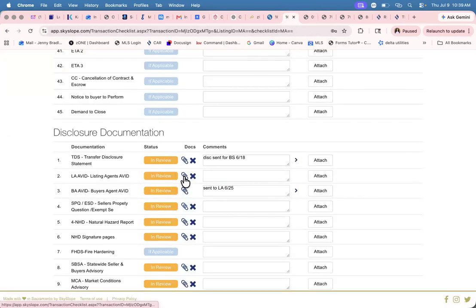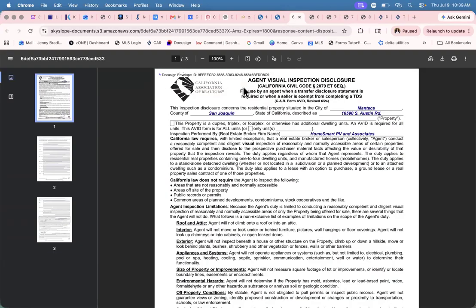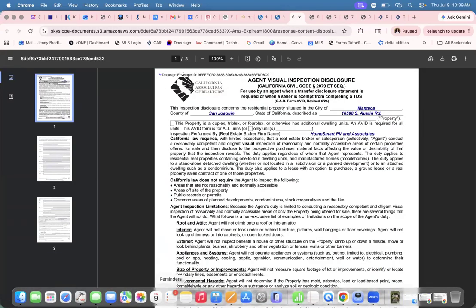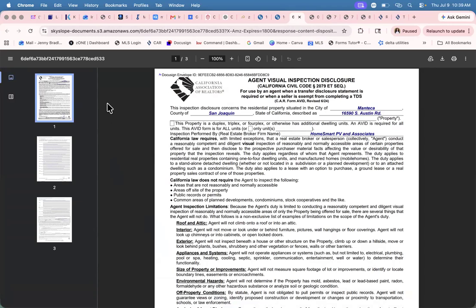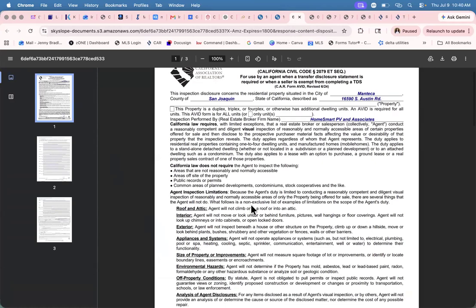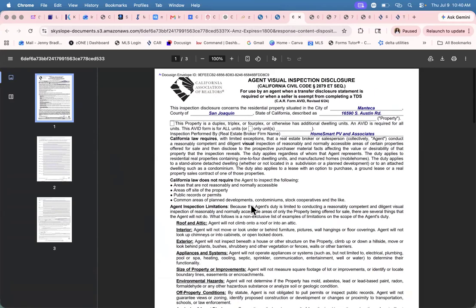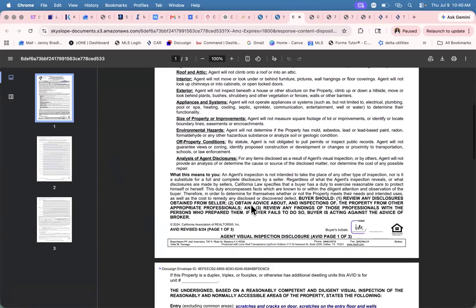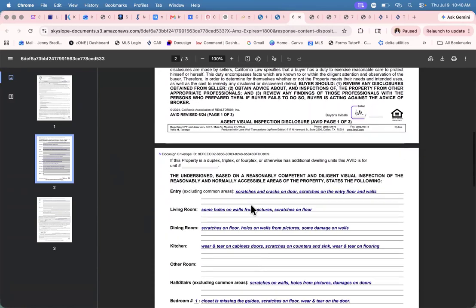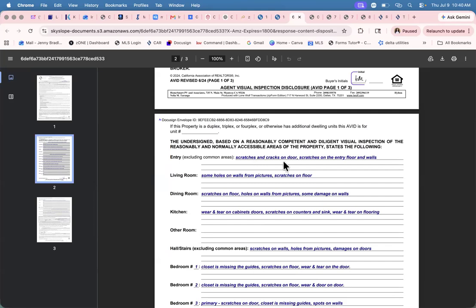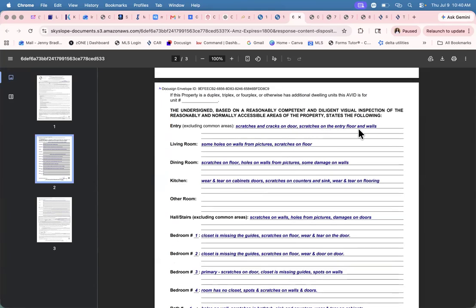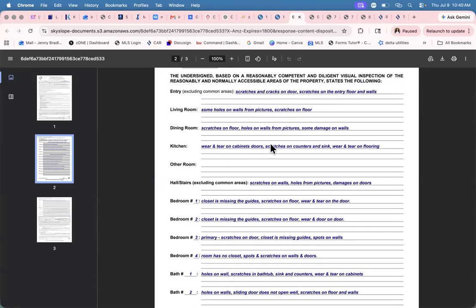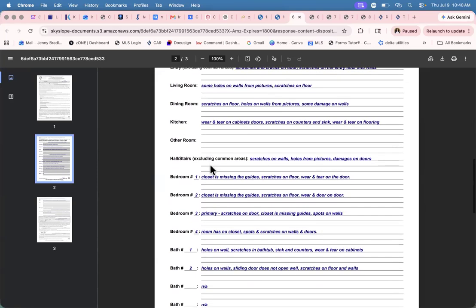All right, now this is the listing agent's AVID. Can you guys see it? Yeah. All right, awesome. So this is what the listing agent had. This is their AVID, their initial walkthrough. So entries: scratches and cracks on doors, scratches on entry floor and walls, some holes on the walls for pictures, etc.